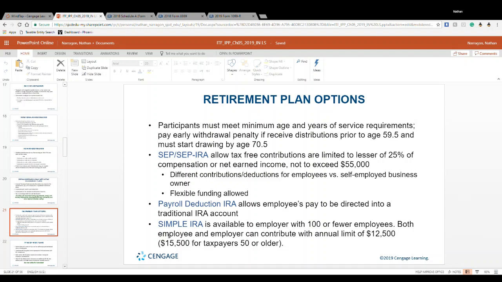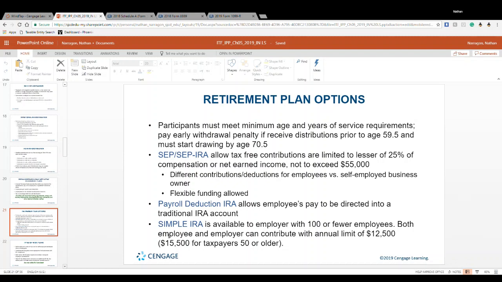So again, you must meet minimum age and years of service requirements. Again, you pay an early withdrawal penalty if you do it before 59 and a half. And again, you must start drawing at age 70 and a half. The 3 types that we typically see are the SEP IRA, which is basically a self-employment pension.